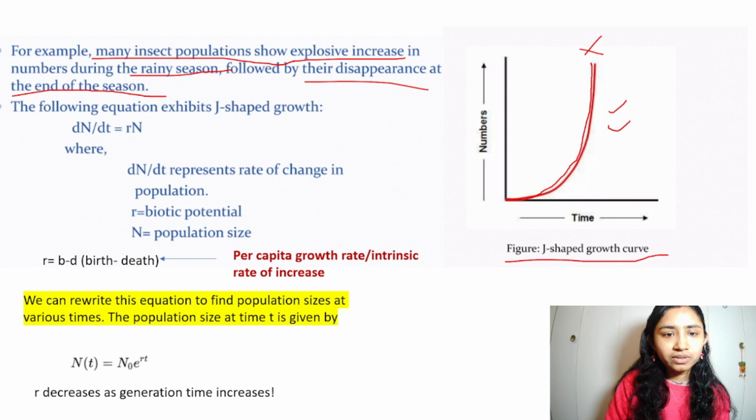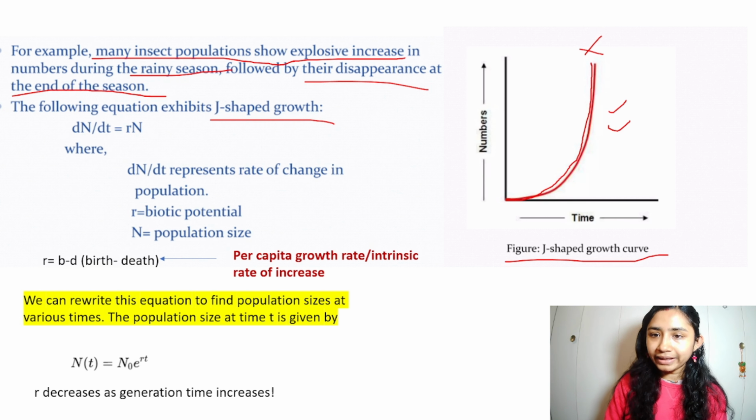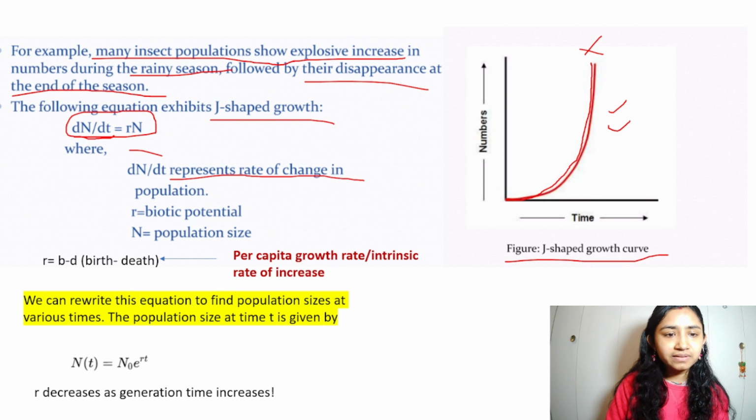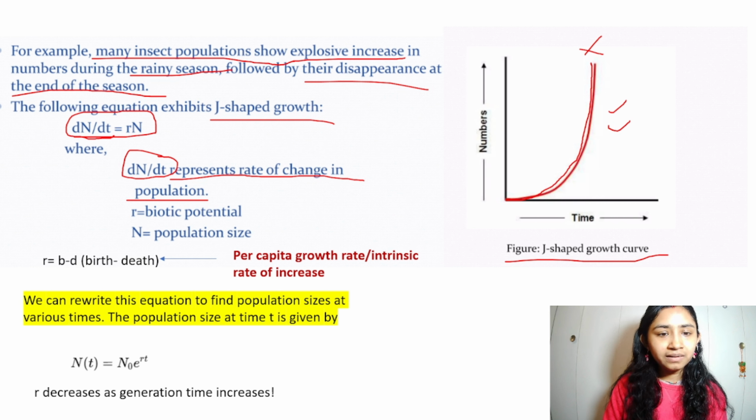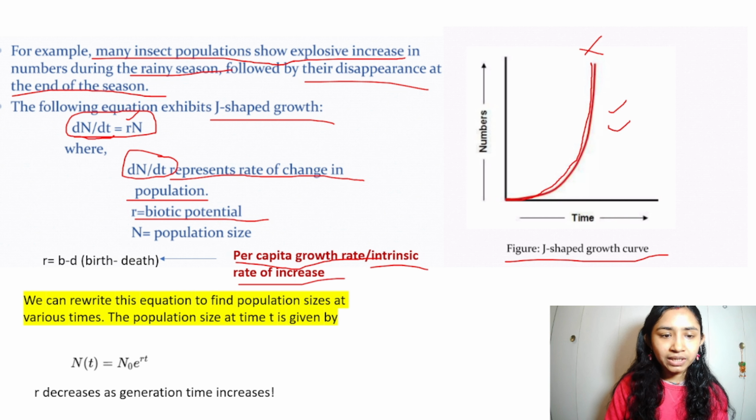Now the following equation exhibits J-shaped growth. The equation of this growth is dN/dt = rN. What do you mean by dN/dt? dN/dt signifies the rate of change. You know, that's a formula of calculus. dN/dt always represents a change, here the change in the population over time. Now what is r? r is the biotic potential, which can also be designated as the per capita growth rate or intrinsic rate of increase. I am coming to this later. And capital N is the population size.